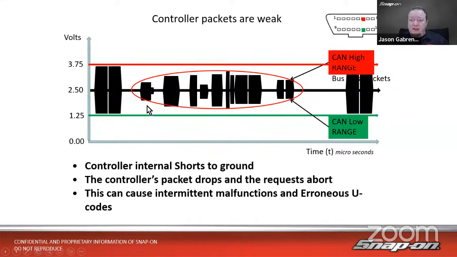If the packets are weak, that would be an internal short to ground. That's probably one of the more common issues with a CAN, where the inside of the module gets messed up. So it's shorting it to ground. It could short it entirely to ground, or it's just going to shunt some of the voltage away, so I get a weak signal.